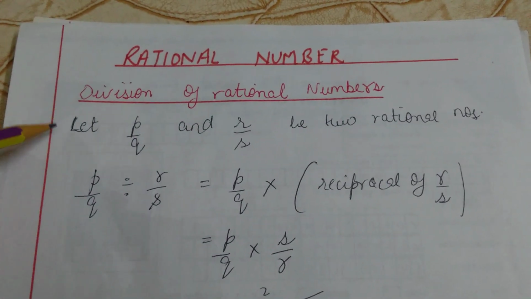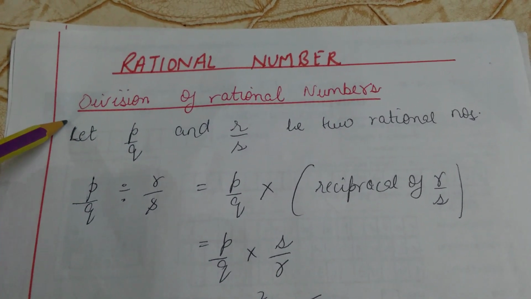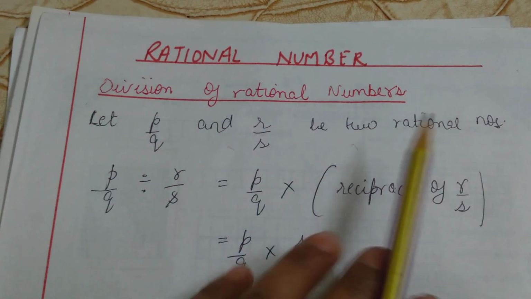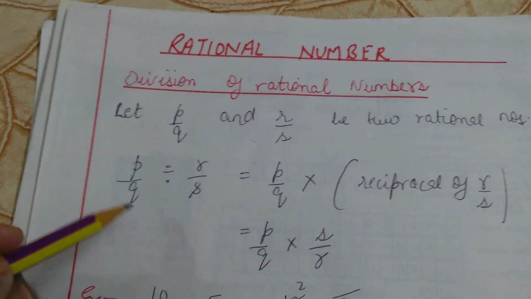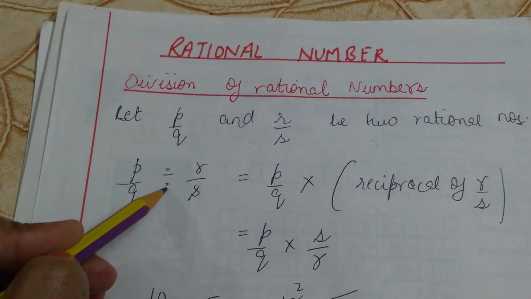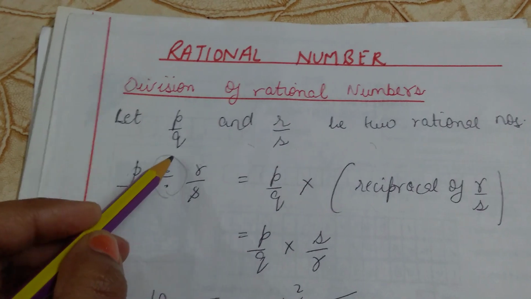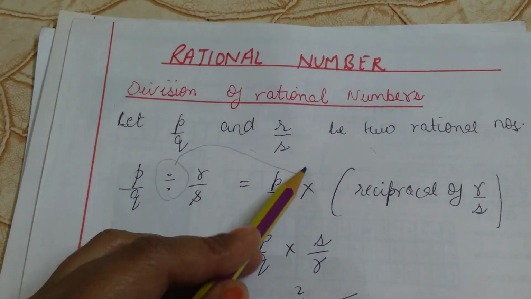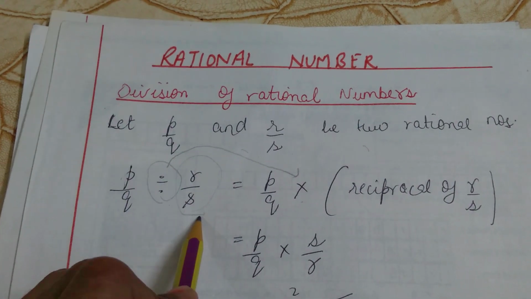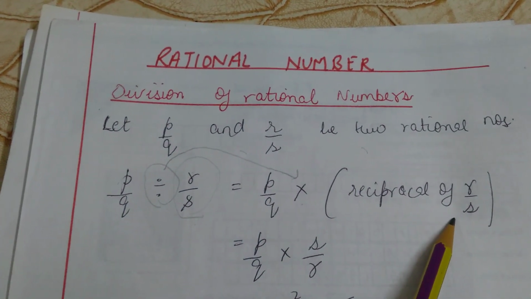Good morning, students. Today we will start with division of rational numbers. Let p/q and r/s be two rational numbers. So we will divide p/q by r/s. If there is a division sign, it will be converted into a multiplication sign if we convert r/s into its reciprocal form.